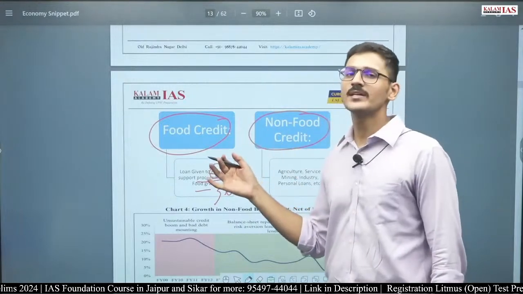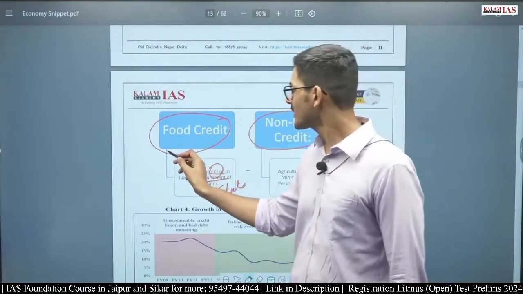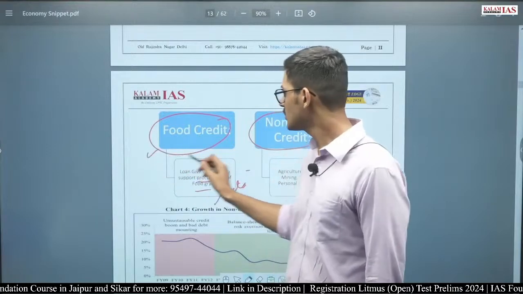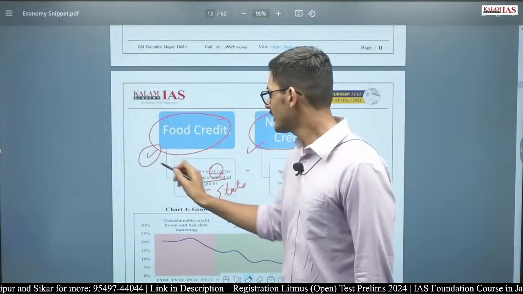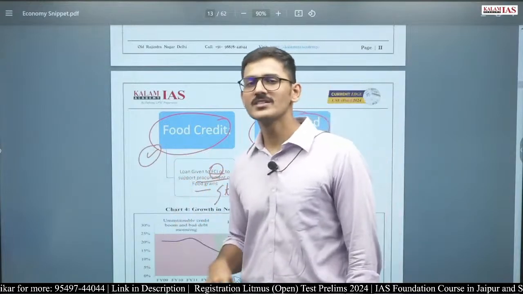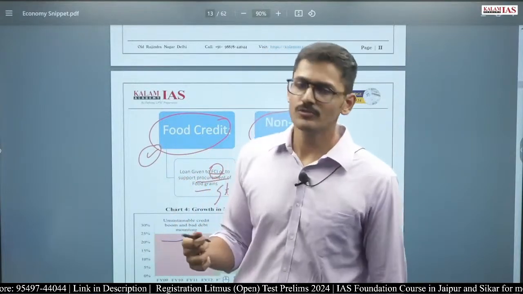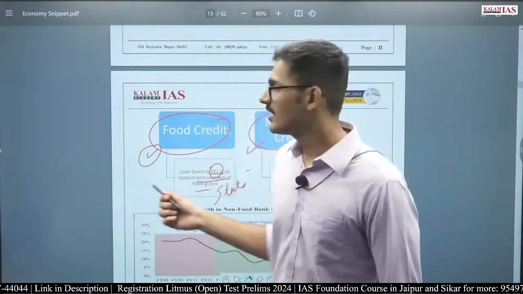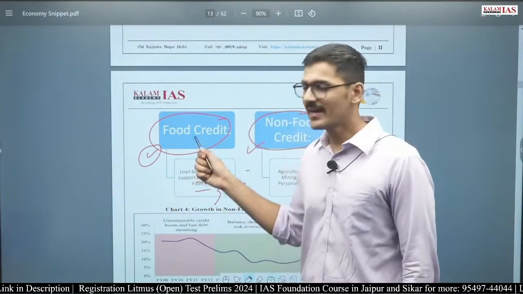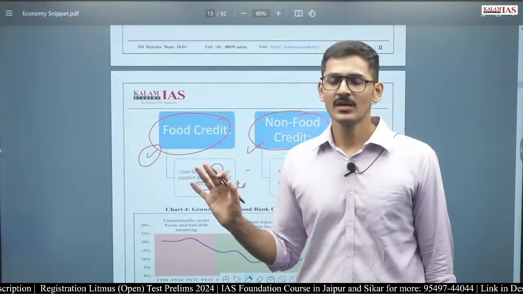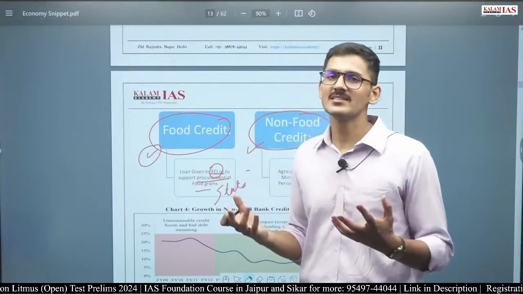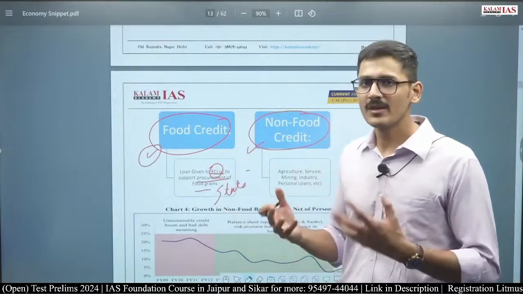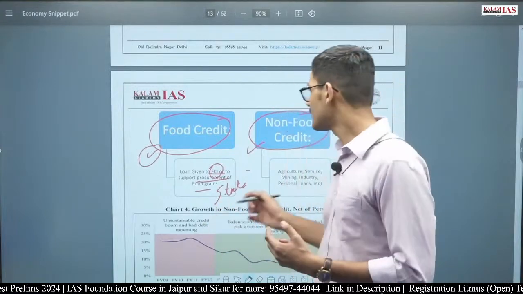Why is it calculated separately? Because food credit does not reflect the real increase in credit growth, while non-food credit does. Food credit loans are backed by the central government. Whether the loan is given to the state government or the Food Corporation of India, it is guaranteed by the central government, and as a result it is a risk-free loan. So it does not reflect the real increase in the economic growth or the real increase in loans in our country.